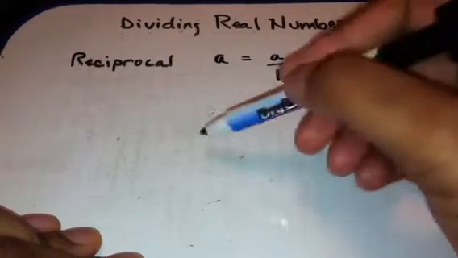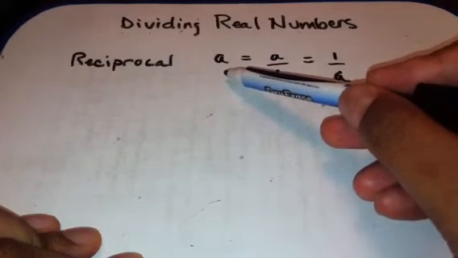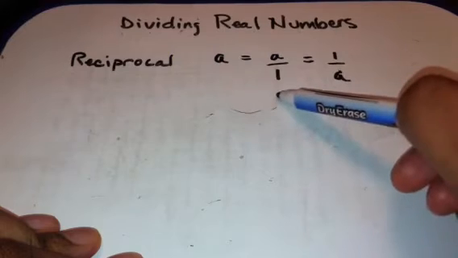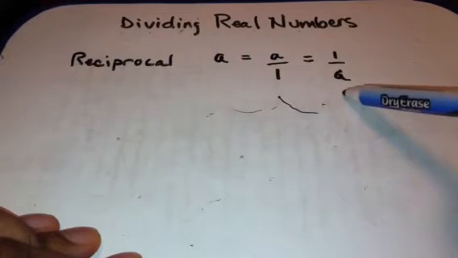So let's start with something really simple. Let's take A. Assume that A is a number. If you write A as a fraction, you come up with A over 1. And the reciprocal of that is simply you flip it upside down and you get 1 over A.